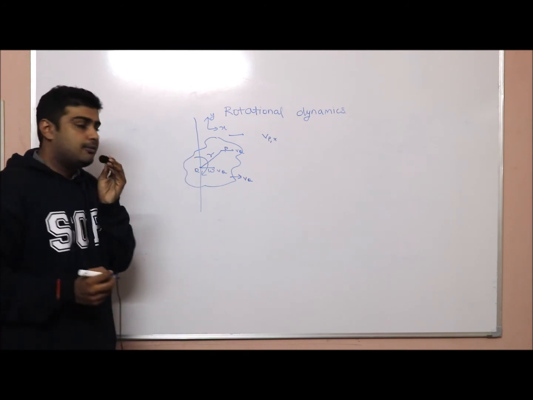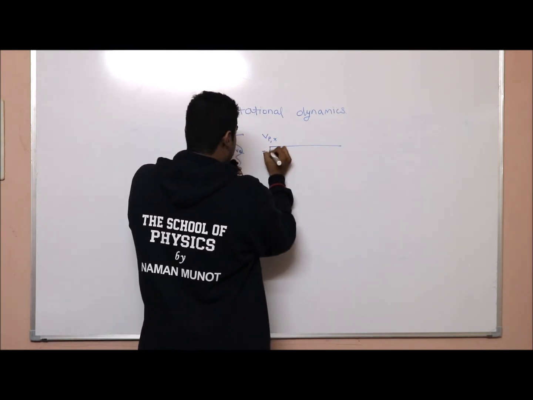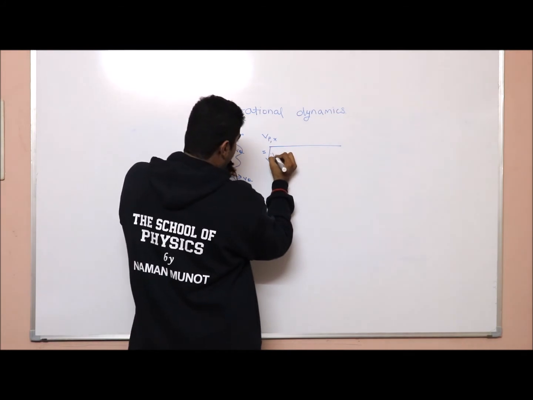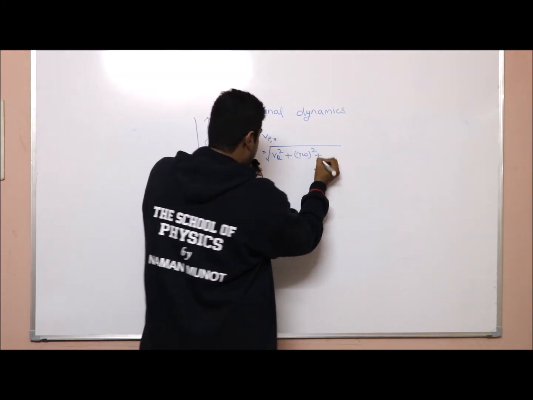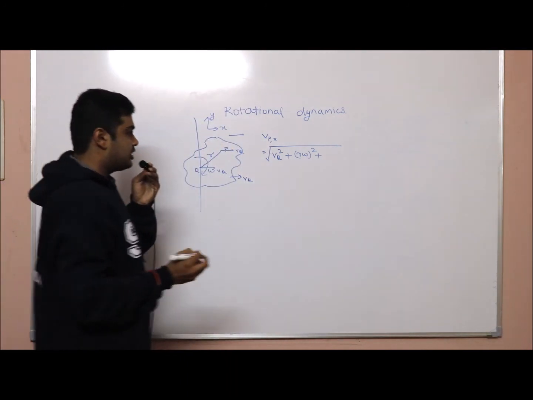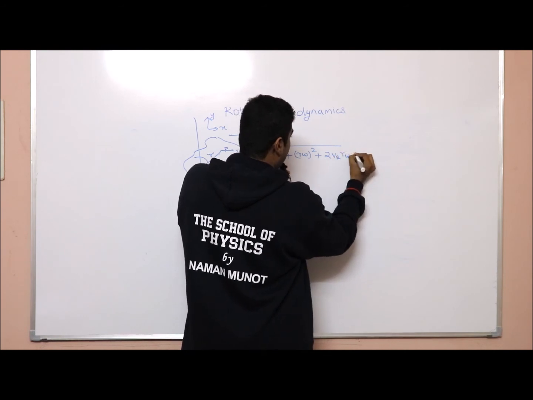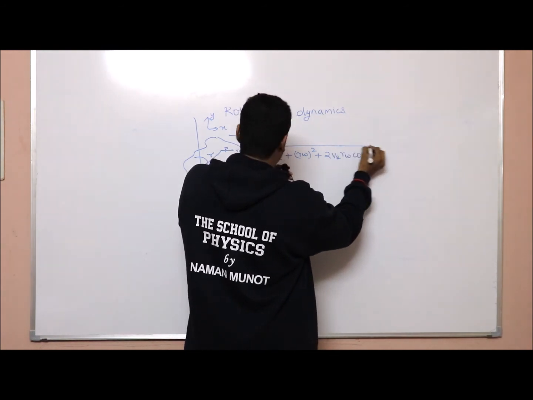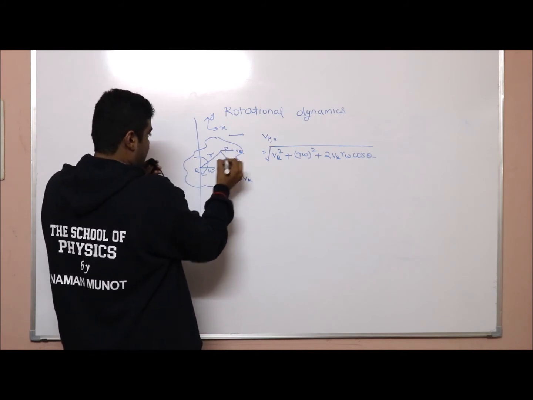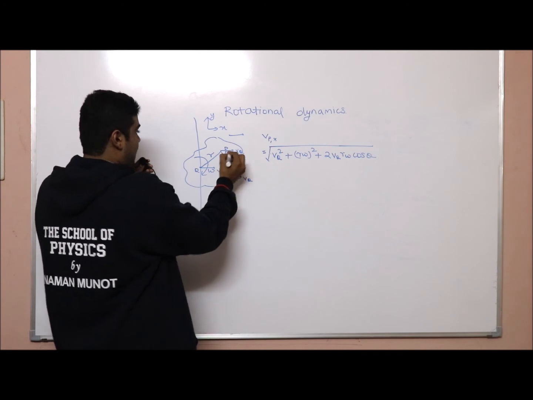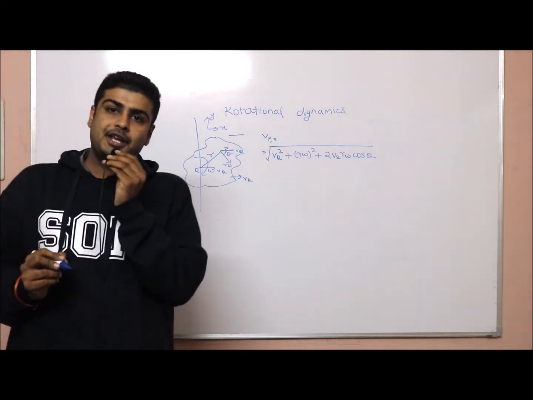So we have to remember this result and apply it directly, that VP is equal to the square root of VQ square plus R omega square plus 2 VQ R omega cos of theta. Now what is theta? Theta is the angle. So suppose this is R omega. The angle between R omega and VQ is theta.